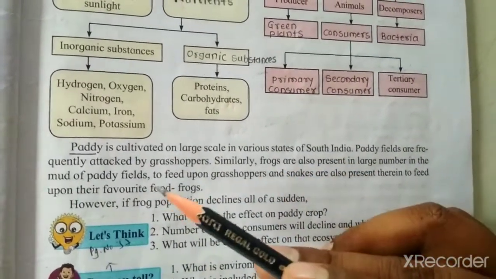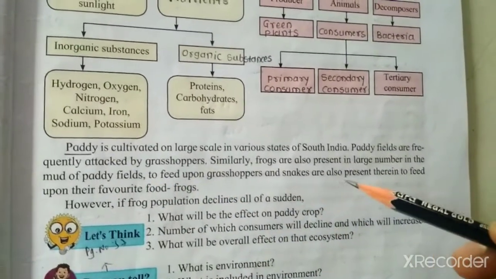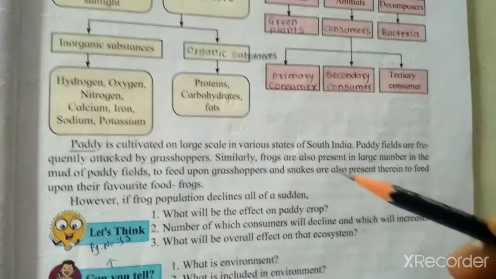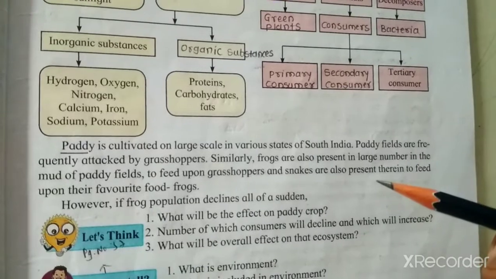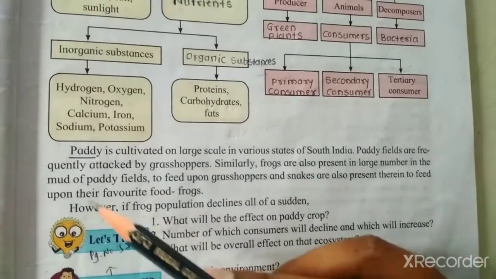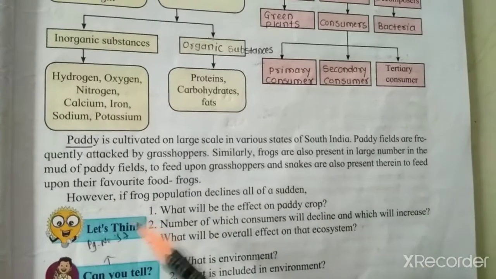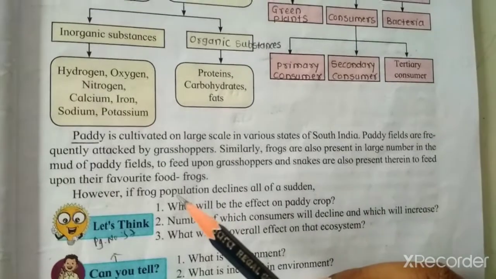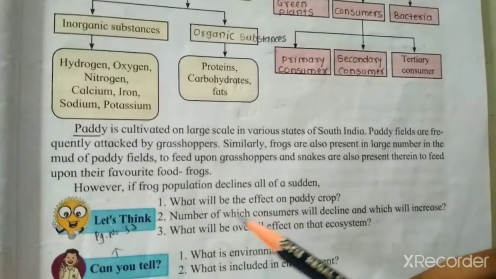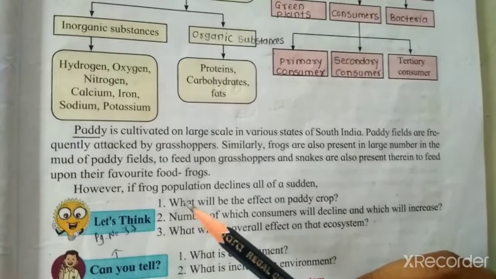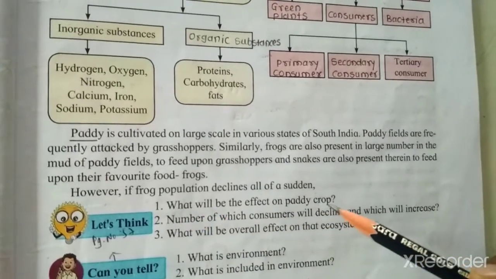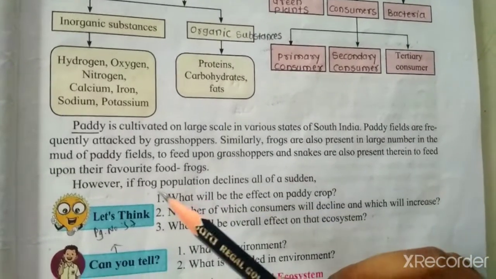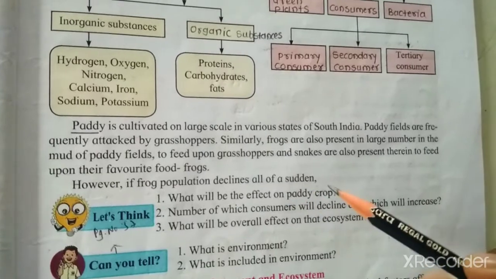And frogs depend on what for food? On grasshoppers. And snakes are also present there to feed upon their favorite food, frogs. However, suppose the frog population declines all of a sudden. Let's think. First one, what will be the effect on the paddy crop if the frog population declines all of a sudden?